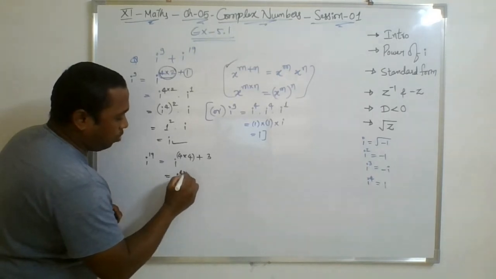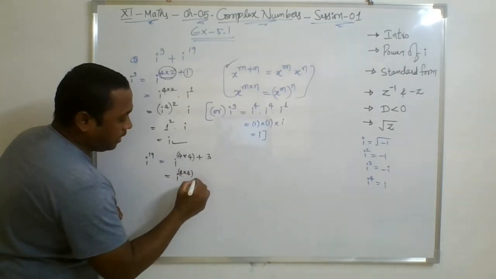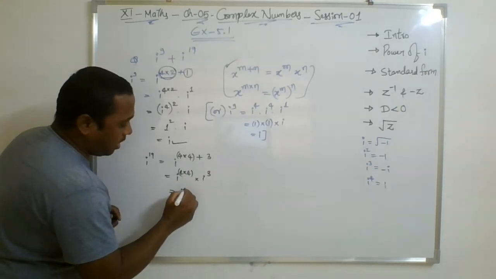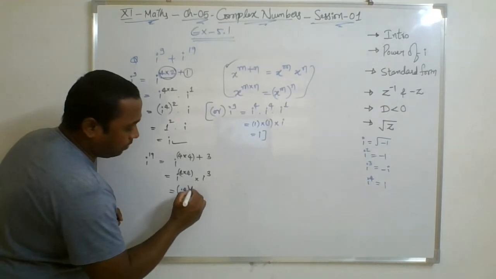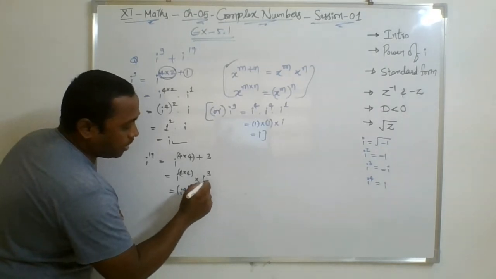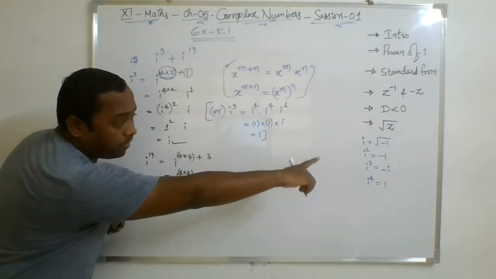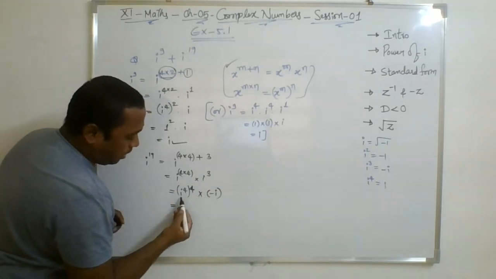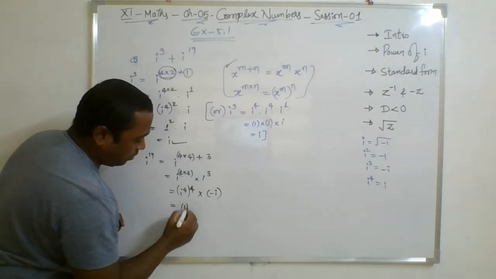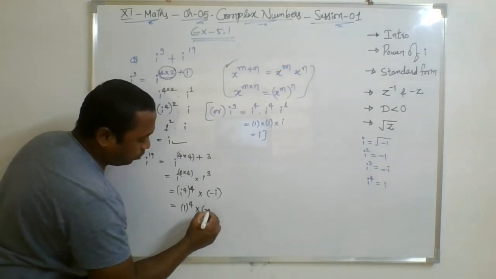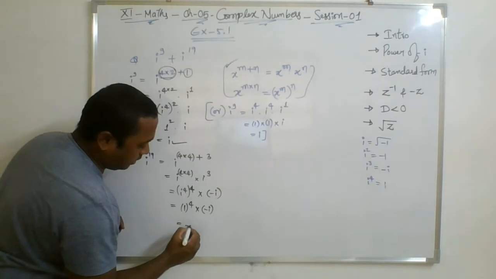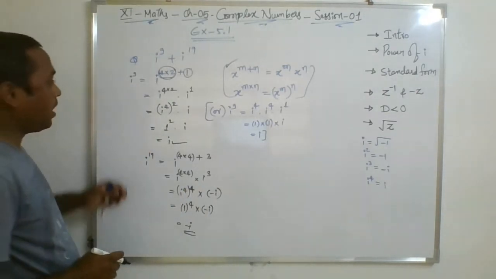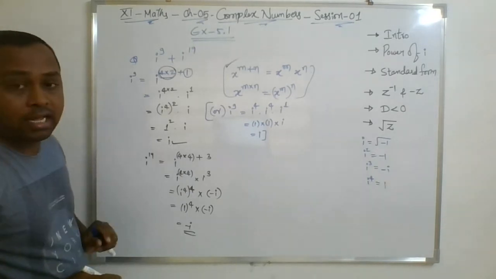I power 4 4 into I cube. So we can write as I power 4 whole power 4 into I cube. What is the value of I cube? Minus I, and I power 4 value is 1. So 1 to the power of 4 into minus I. Its answer is minus I. So I power 19 is minus I, I power 9 is I.